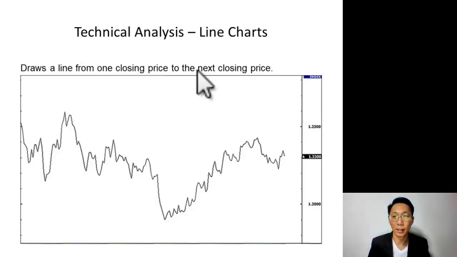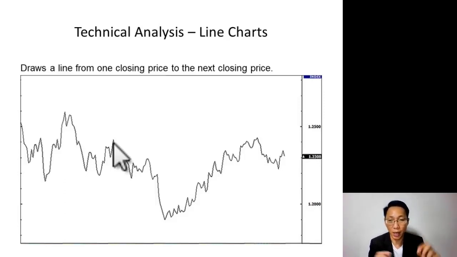Okay, so line charts. Line charts basically you're just drawing a line from one price point to another price point, right? So the most commonly used price point will be the closing price. So assuming, let's say this is an H1 line chart, or hourly line chart, at 1 p.m. closing price, 2 p.m. closing price, 3 p.m. closing price, 4 p.m. closing price.